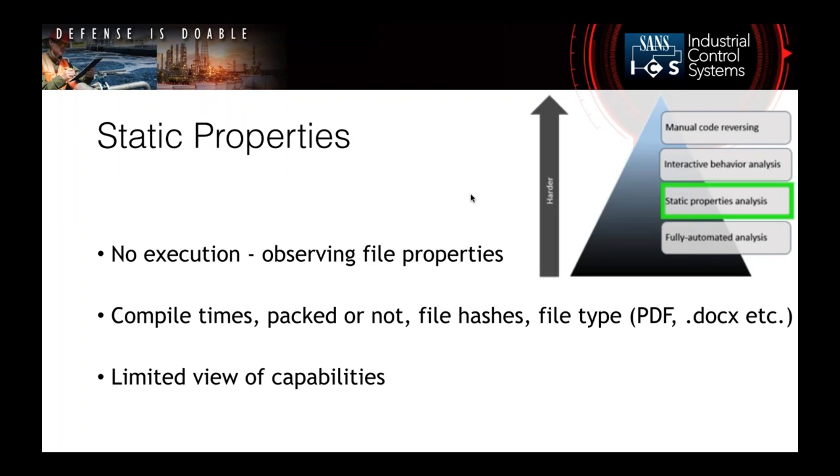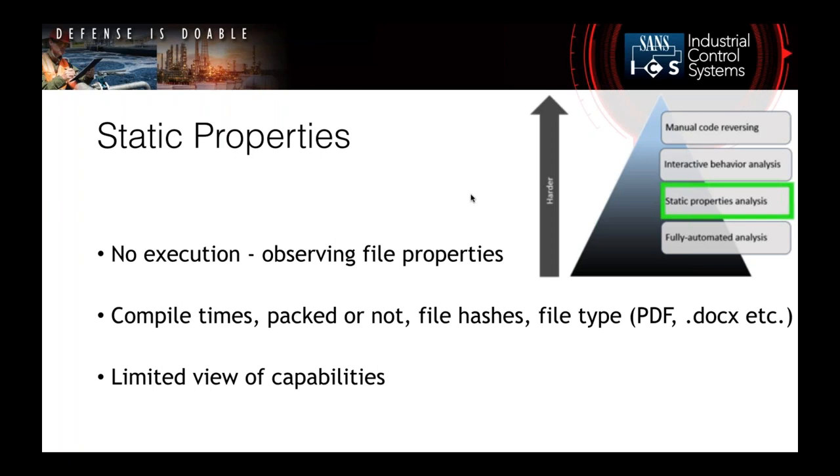If we move on to static properties analysis, what we're talking about here is there's no execution whatsoever. You actually observe the file properties of the sample you've obtained, and you can do that with a number of tools. At the end of the talk tonight, I'll give you two main tools that you can look at. One is a full distribution, and another tool for fully automated malware analysis. So I'll give you information at the end of the talk tonight about those, which can be helpful depending on how you want to go about malware analysis in your environment.